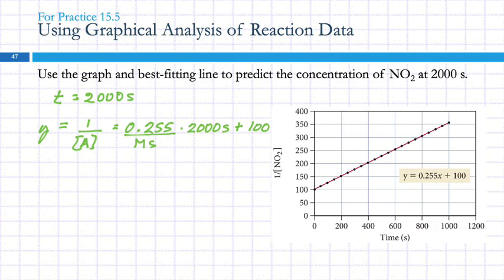So we got, turn the calculator on, 0.255 times 2,000 plus 100. So 1 over the concentration is equal to 610. If we look at the units here, this second cancels with this one. This ends up having units of per molarity, and this one also would have units of per molarity.